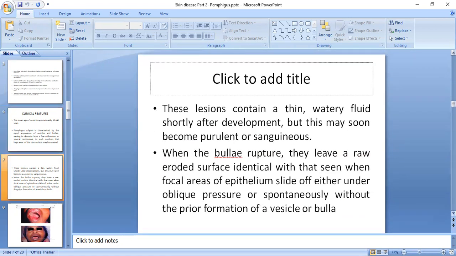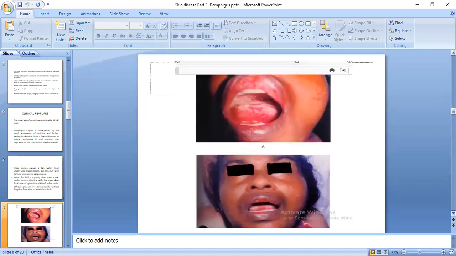These lesions contain a thin watery fluid shortly after development, but this may soon become purulent or sanguineous when the bullae rupture. They leave a raw eroded surface identical with that seen when focal areas of epithelium slide off either under oblique pressure or spontaneously without the prior formation of a vesicle or bullae. Here we can see the clinical photo.